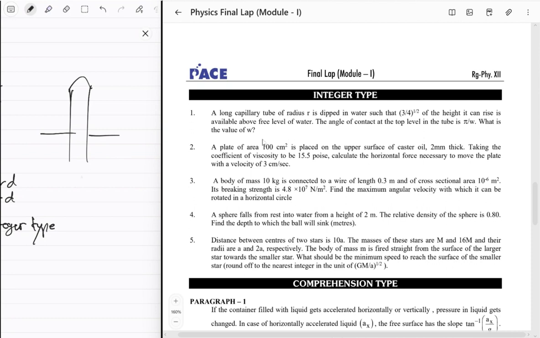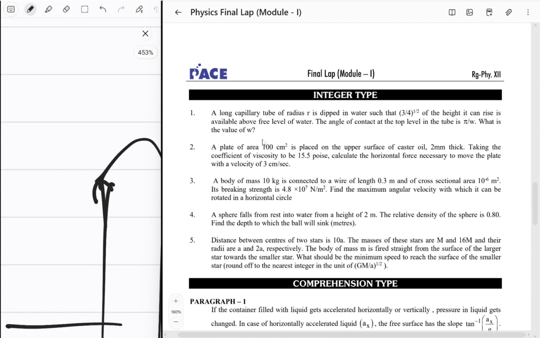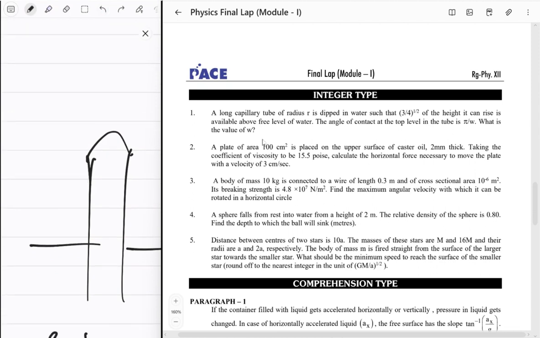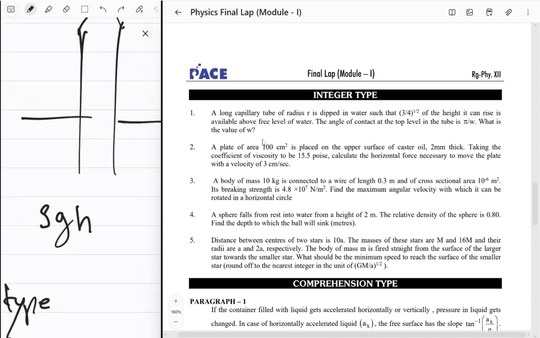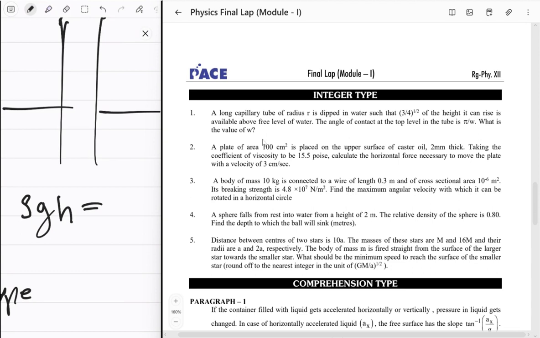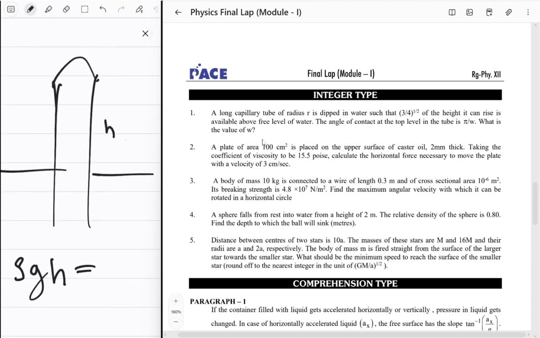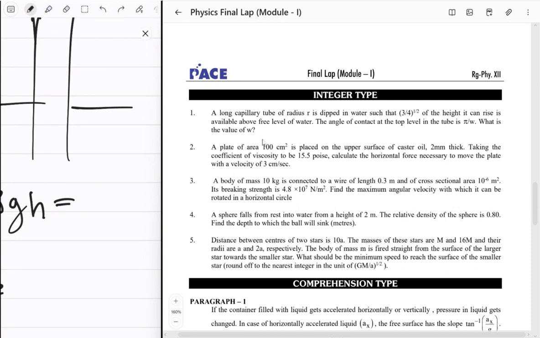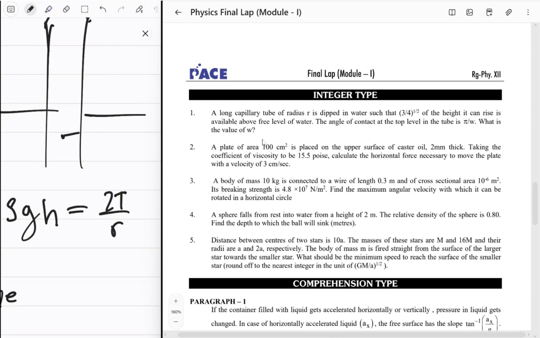So the total rise possible, let's call that height h. So rho g h... okay, we don't know the angle of contact. Now the angle of contact we consider is not the one that actually occurs, right? Because we know this surface will be rounded. But assume a perfectly sharp surface, fine. So it's water, take angle of contact as zero. Rho g h is equal to 2T upon capital R, which is the same thing as small r, right?